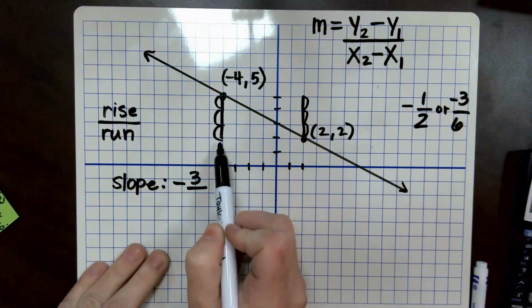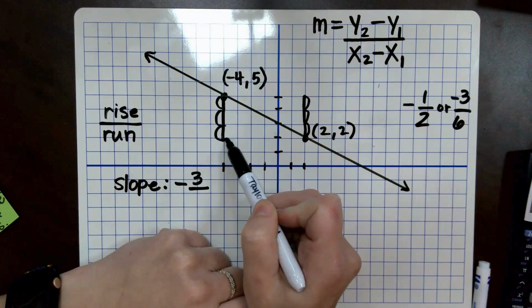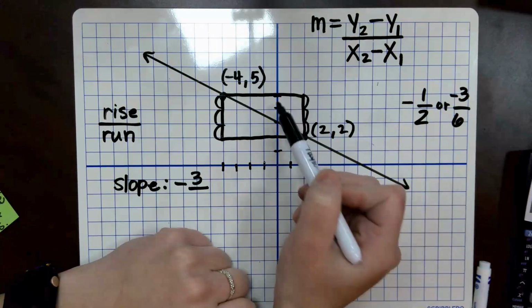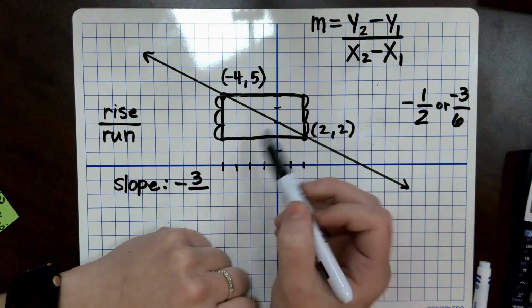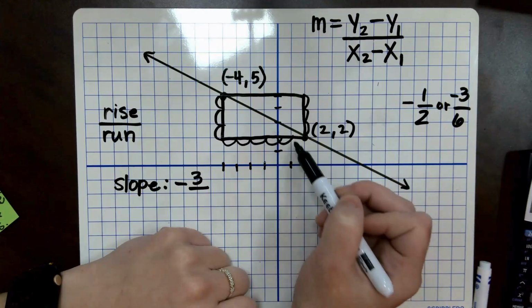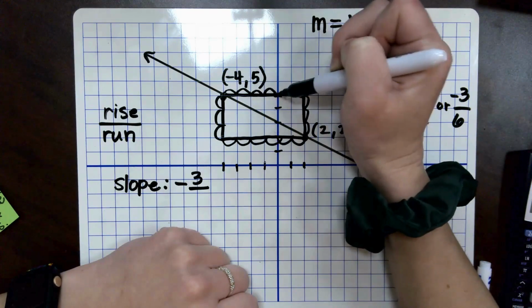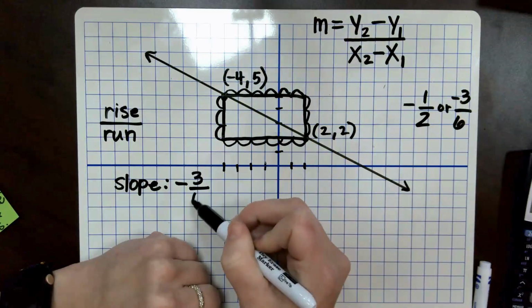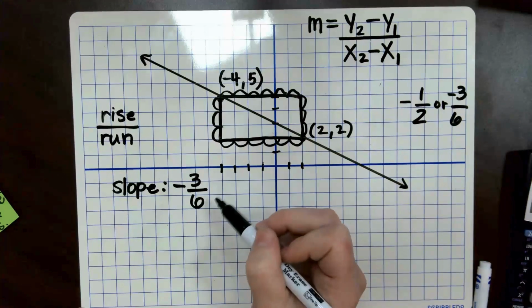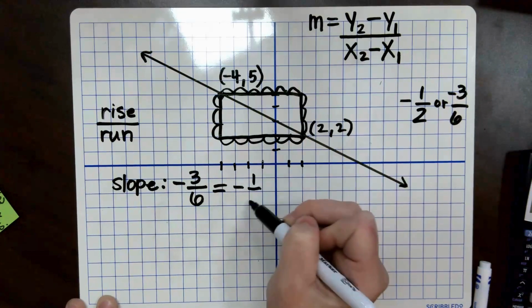My run is just the distance between the x values in the coordinates. So here's my run, and I could either do the one on top or on bottom. Either way, I've got 2 different triangles I could work with. So let's count. I've got 1, 2, 3, 4, 5, and 6. If I did it up here, I'd get the same thing. 1, 2, 3, 4, 5, 6. So I'm going to just plug that in. My rise over run, -3/6. Or we could simplify it. 3 over 6 is the same thing as 1/2.